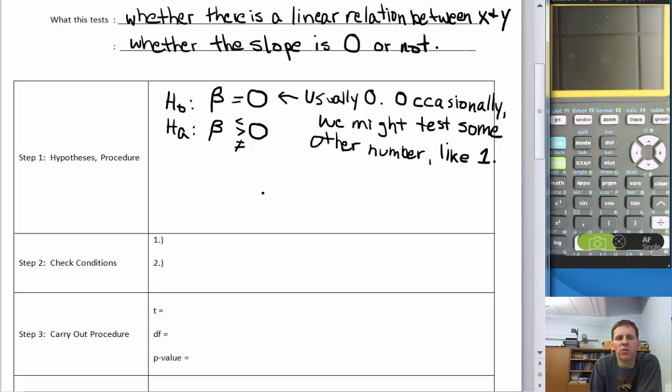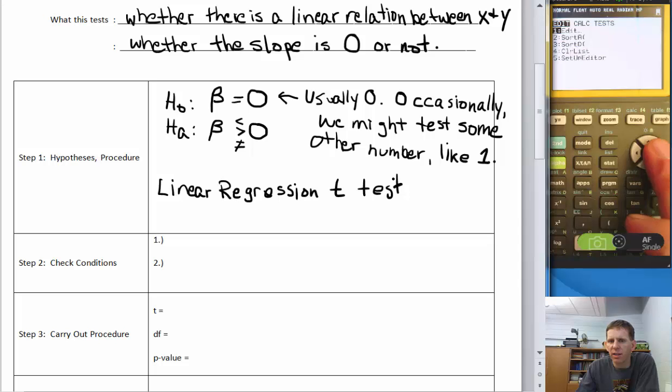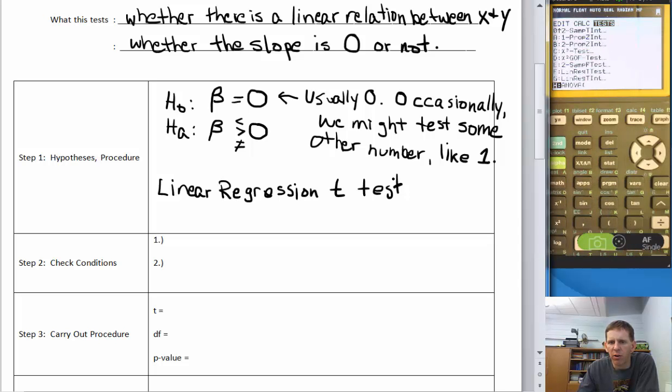Besides writing the hypotheses for our first step, we're also going to identify the name of the procedure. The name of this procedure is a linear regression t-test. However, sometimes it's also called a t-test for slope. I will typically use linear regression t-test because your graphing calculator identifies it as such. If you go to stat tests, a lot of people's calculators will have this linear regression t-test, so I'll usually call it that. However, it is also correct if you want to call this, so I'm going to say AKA, also known as a t-test for slope. That is another way of calling the name of this procedure correctly.